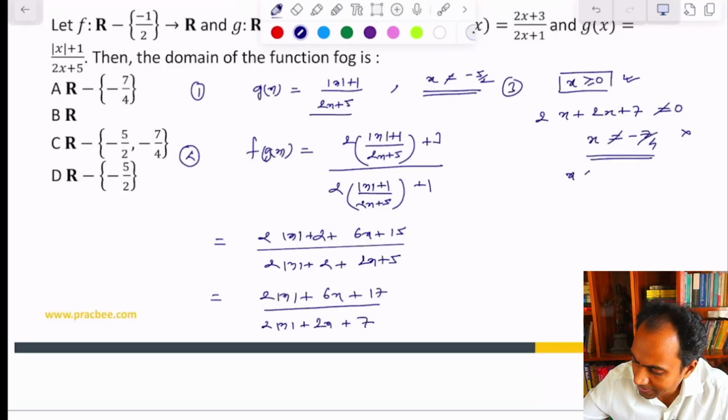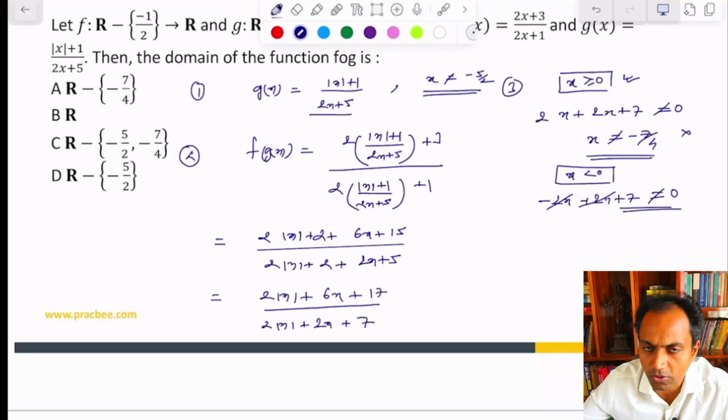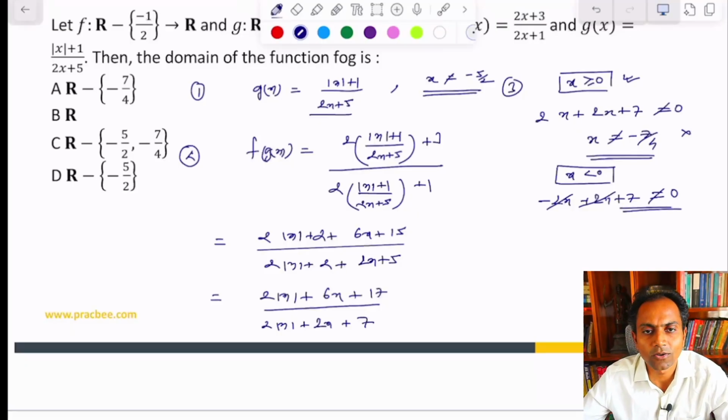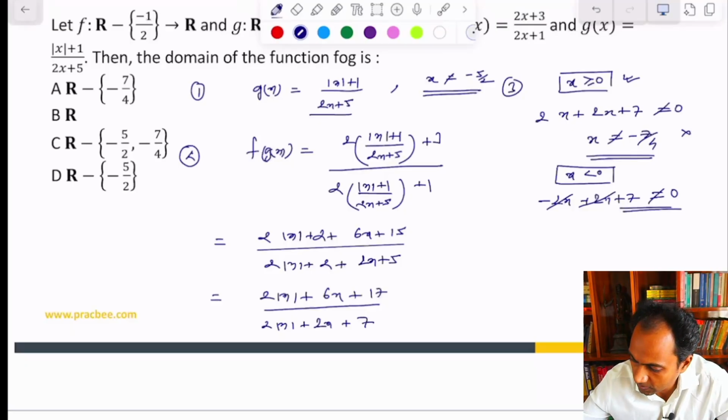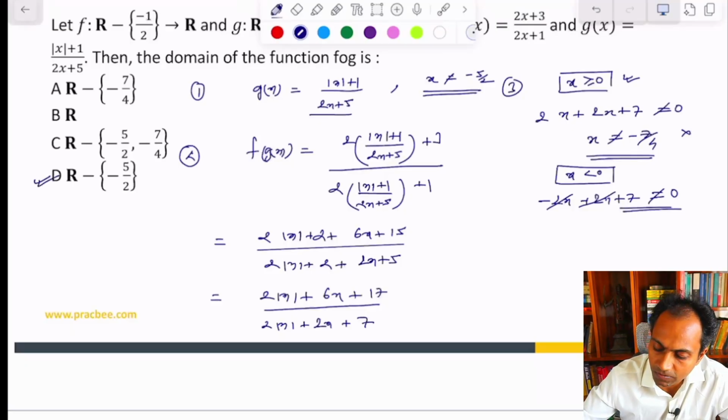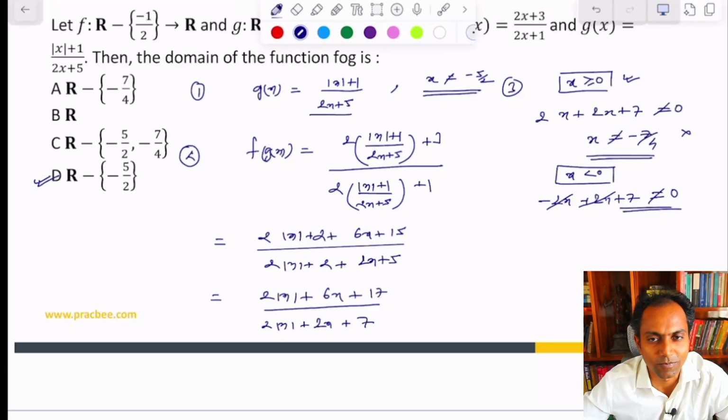Now if I put x smaller than 0, then in that scenario, this will be interpreted as minus 2x plus 2x plus 7. So this gets cancelled out, and this itself would become 7, not equal to 0. So you can see that on the side of f of gx there is no constraint, but on the side of the original function gx there is a constraint, x cannot be equal to minus 5 by 2. Hence the answer of this question becomes D, R minus 5 by 2.